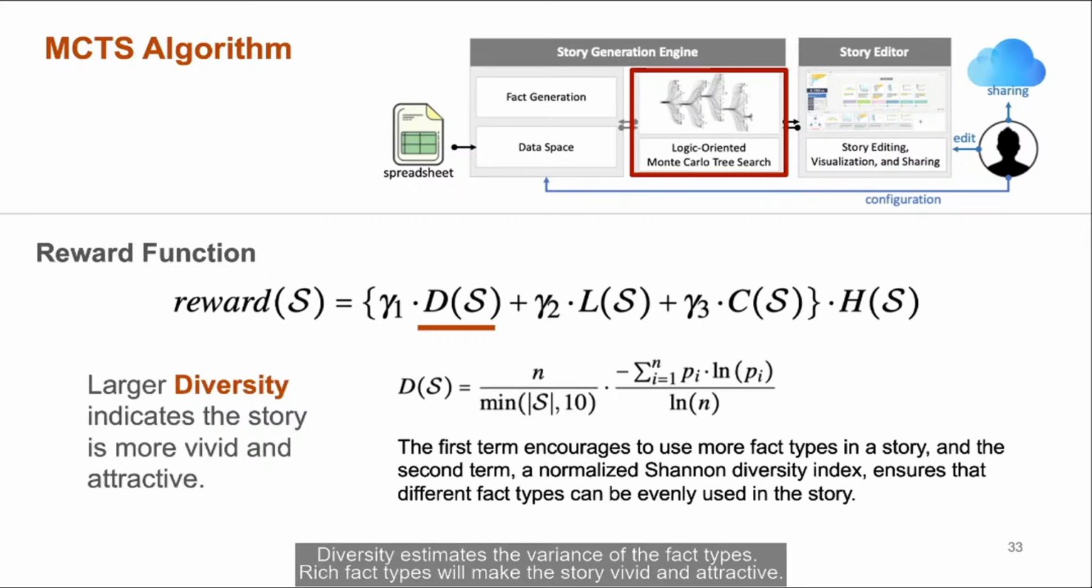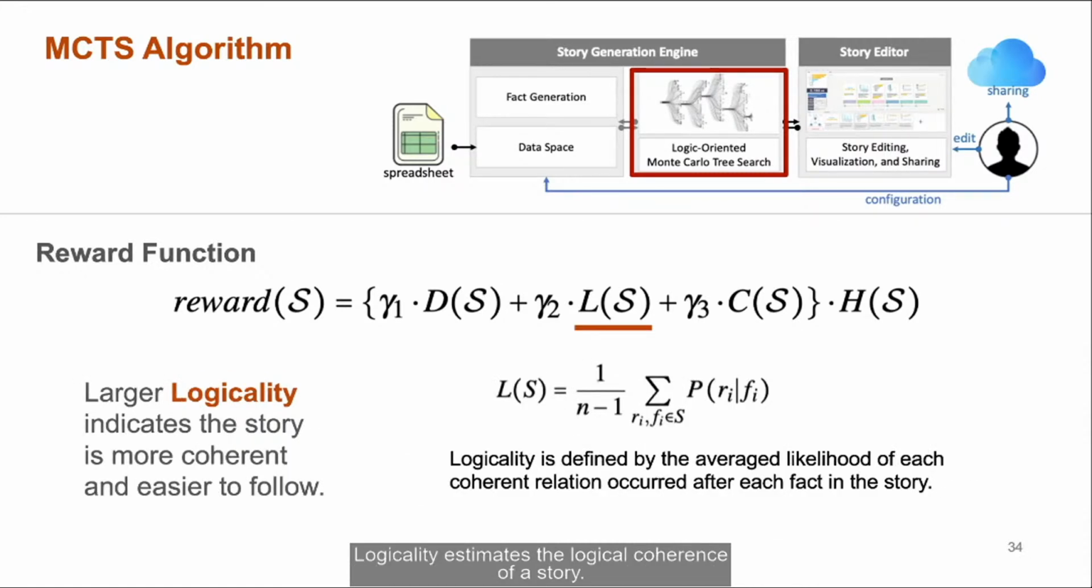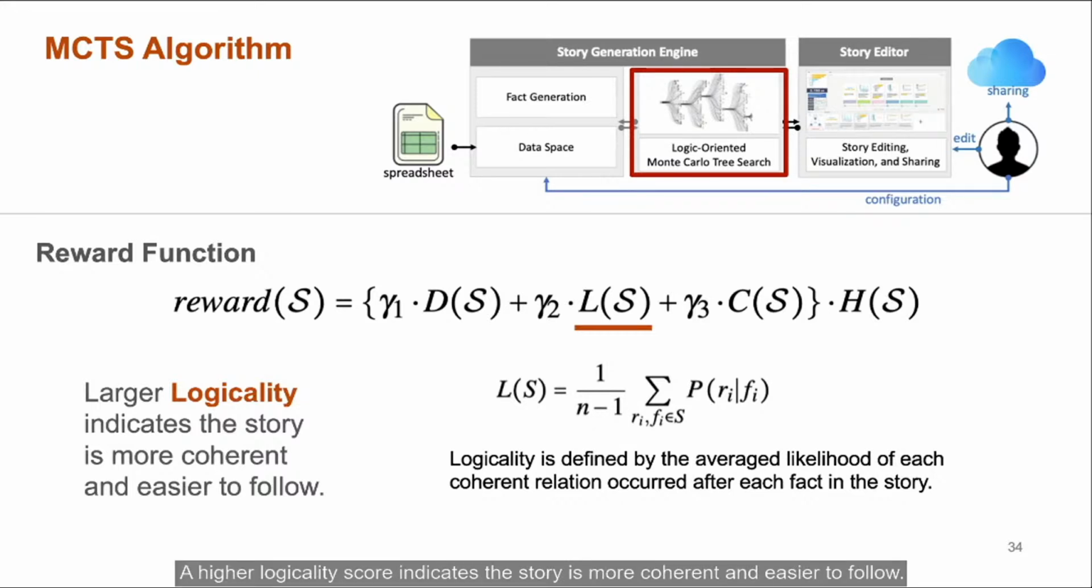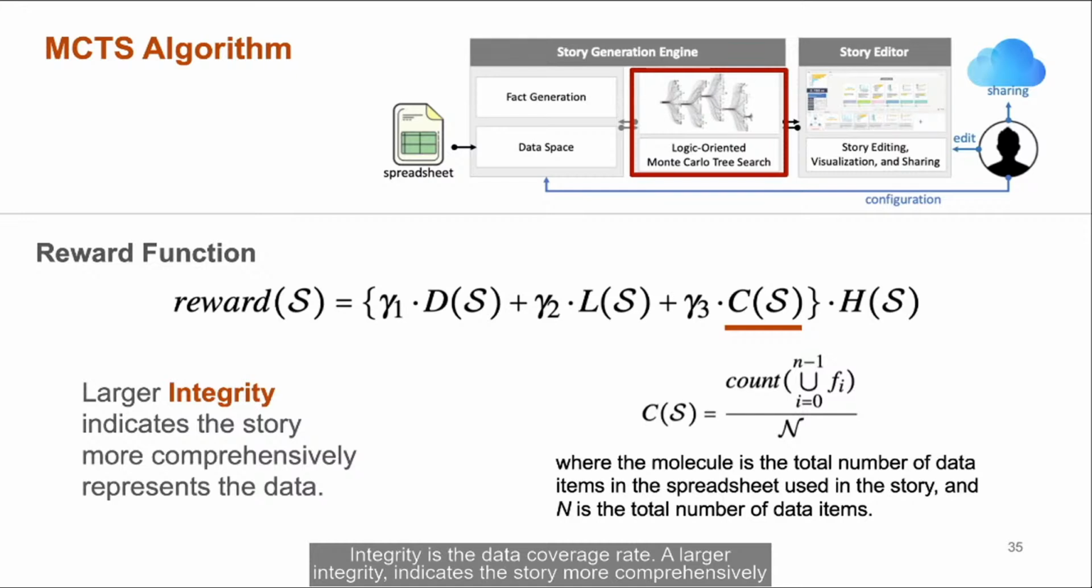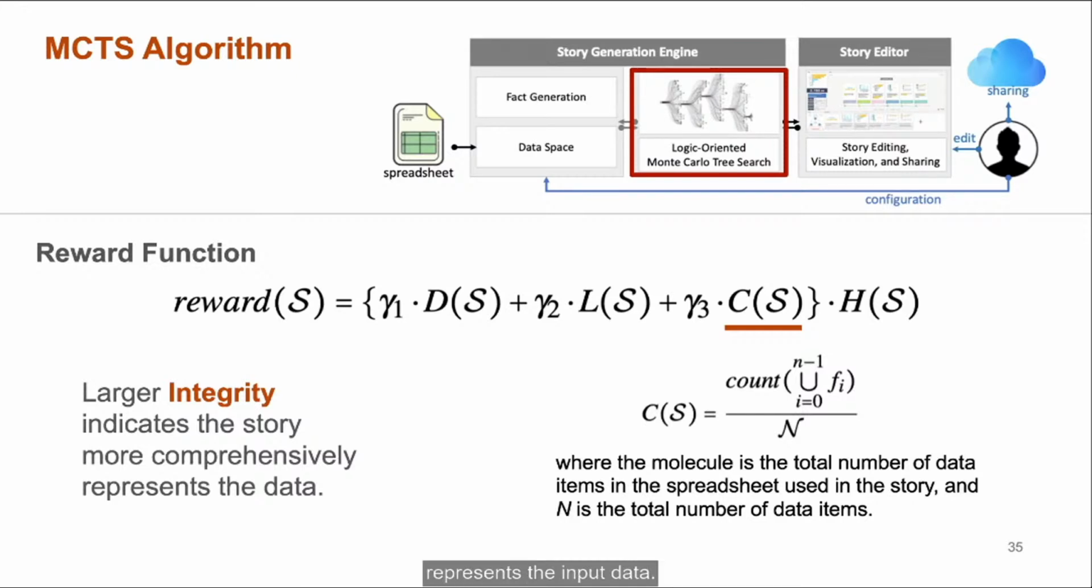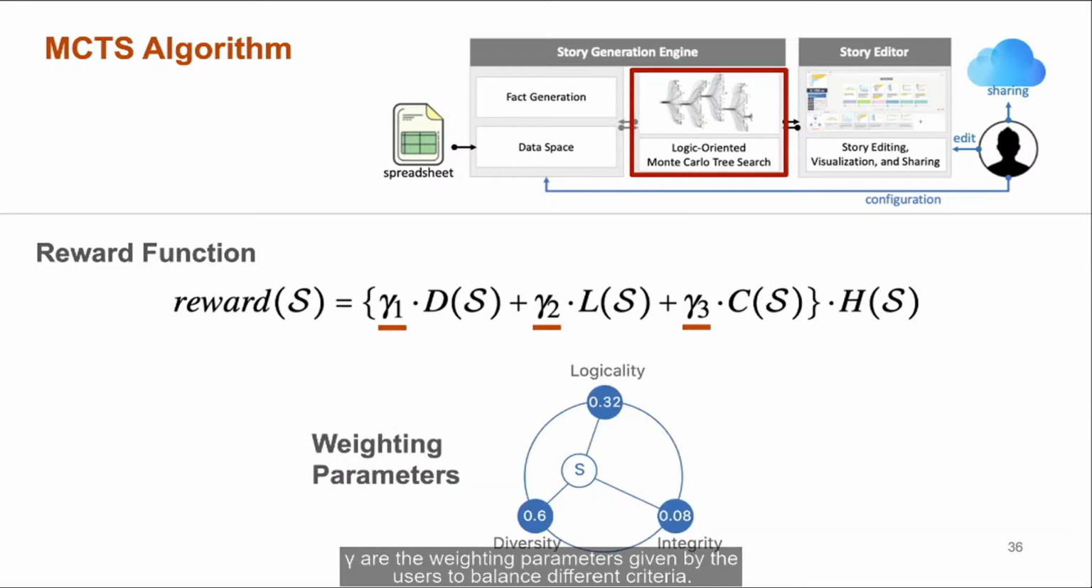Diversity estimates the variance of the fact types, which will make the story vivid and attractive. Logicality estimates the logical coherence of a story. A higher logicality score indicates the story is more coherent and easy to follow. Integrity is the data coverage rate. A larger integrity indicates the story more comprehensively represents the input data. Gamma are the weighting parameters given by the users to balance the different criteria.